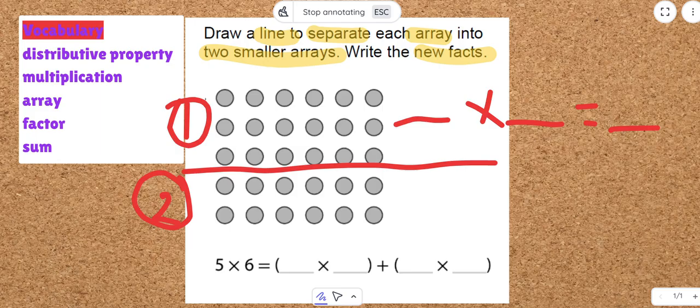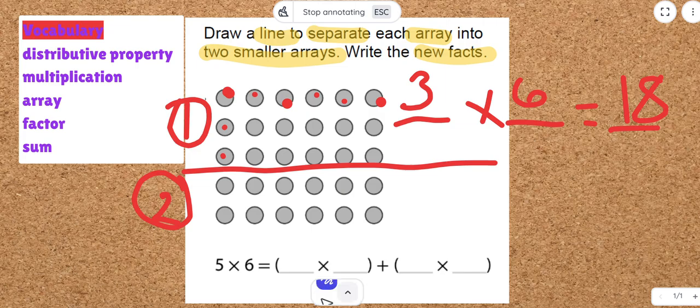All right, and so let's look at number 1. We will look at the rows, so we'll go up and down. How many rows do we have? 1, 2, 3. And then we'll go across how many are in each row. 1, 2, 3, 4, 5, 6. Okay, and 3 times 6 is 18.